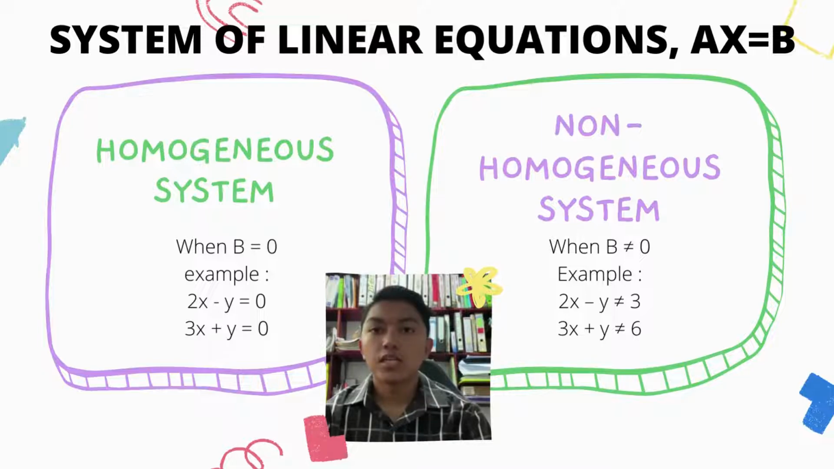System of linear equations Ax equal to b have two types, homogeneous and non-homogeneous system. For homogeneous system, the value of b must equal 0. For example, 2x minus y equal to 0 and 3x plus y equal to 0. For non-homogeneous system, the value of b must not equal 0. For example, 2x minus y equal to 0 and 3x plus y not equal to 0.